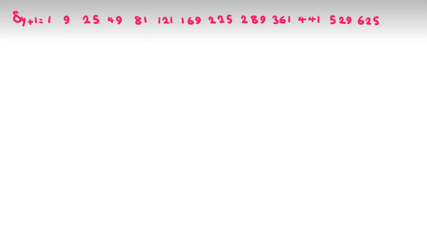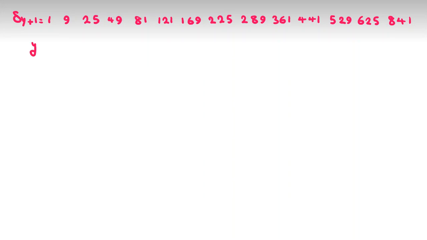It can be 1, 3 squared which is 9, 5 squared which is 25, 7 squared which is 49, 9 squared which is 81, 11 squared which is 121, 13 squared which is 169, 15 squared which is 225, 17 squared which is 289, 19 squared which is 361, 21 squared which is 441, 23 squared which is 529, 25 squared which is 625, 27 squared. Now, 8y plus 1 is a perfect square, and we found all these cases.